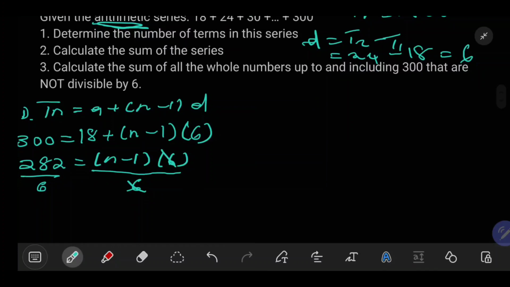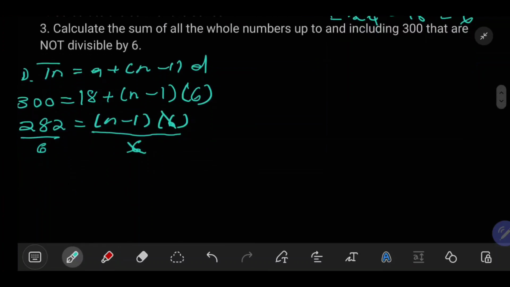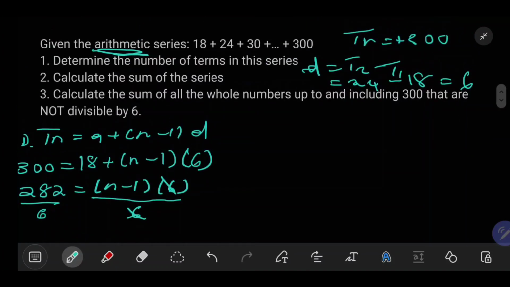Then we divide by this 6, and then we are having 47 is equals to n minus 1, and then we take this 1 to the other side, it becomes positive. Then we are having 48 is equals to n. So it means there are 48 terms in this sequence. All right, so this is the first one.